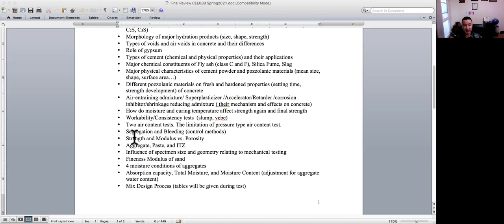Then the idea of strengths, modulus of elasticity, and porosity. Higher porosity will reduce the strength and also reduce the modulus of elasticity of concrete. The next one: aggregate, cement paste, and ITZ. These are the three major components in concrete, and the strength of the concrete depends on the weakest of these three. For normal concrete, the weakest part will be the ITZ or the paste. For high strength concrete, the weakest link may be the aggregate.